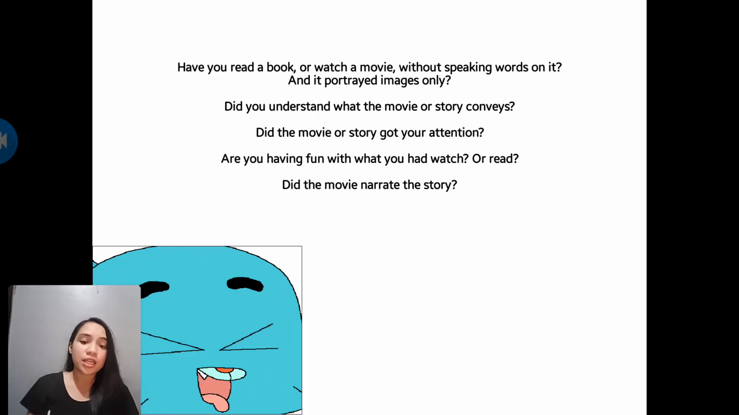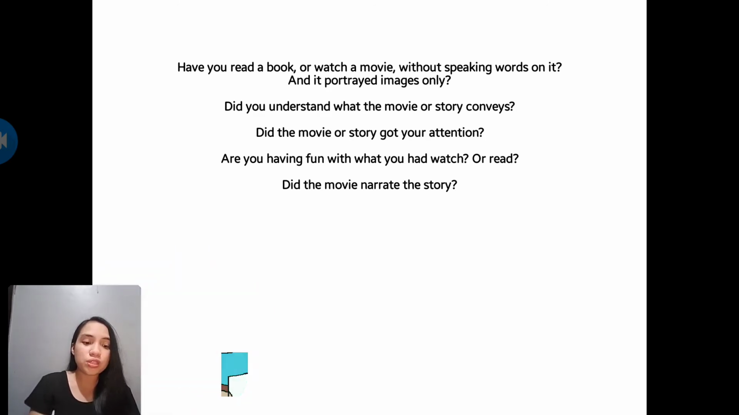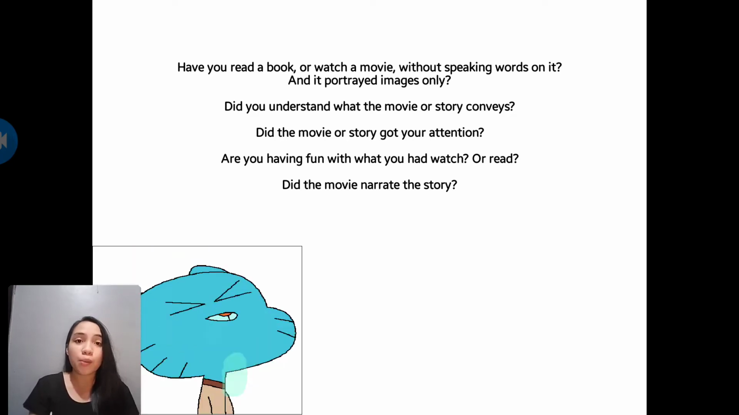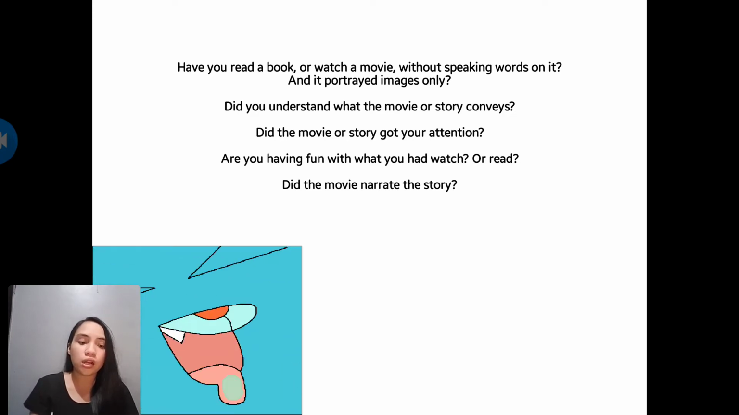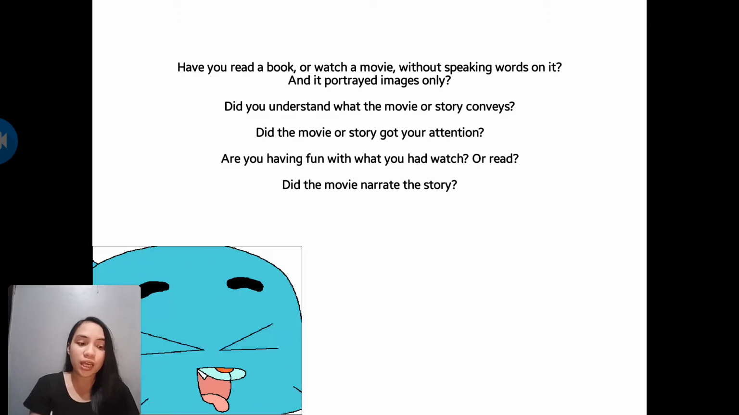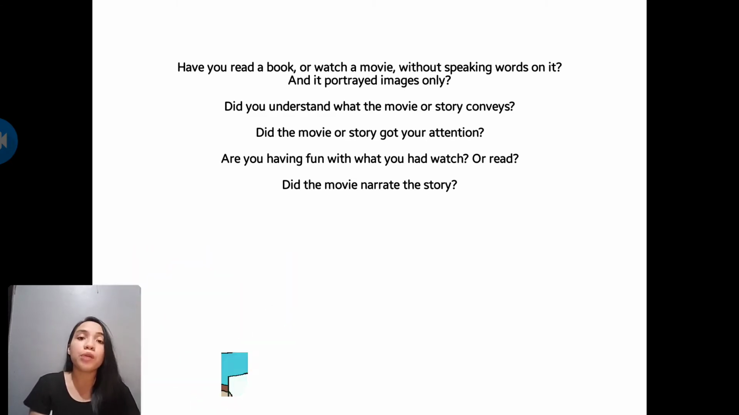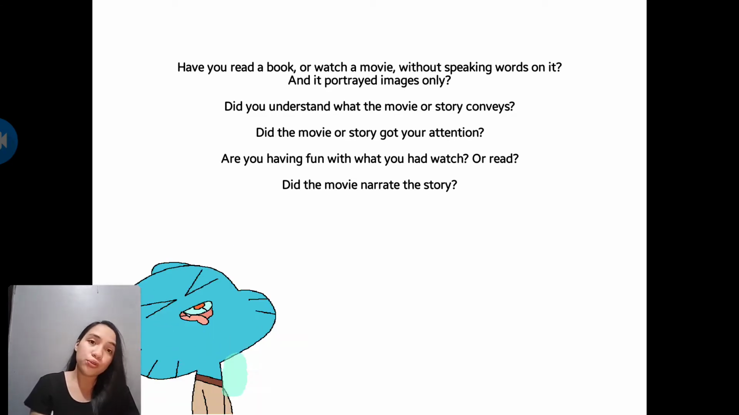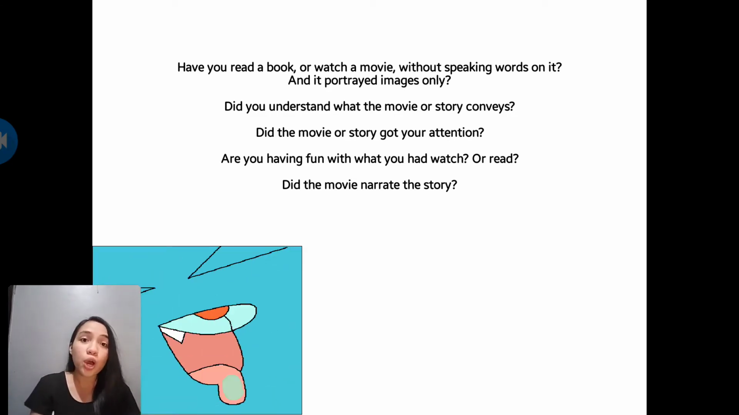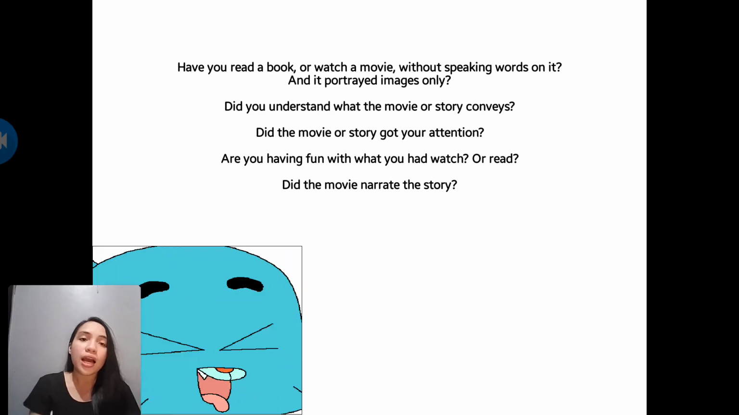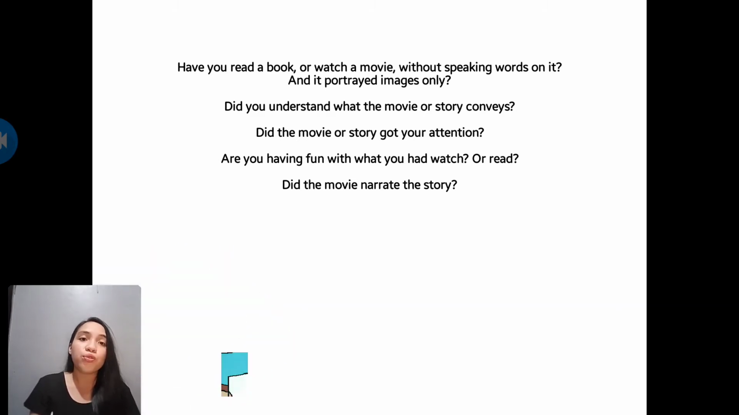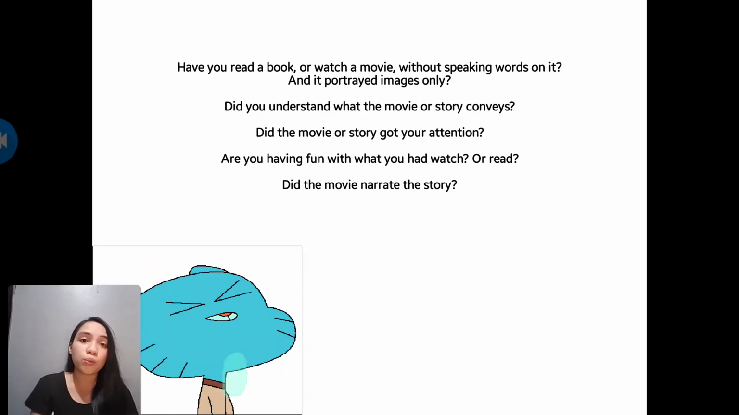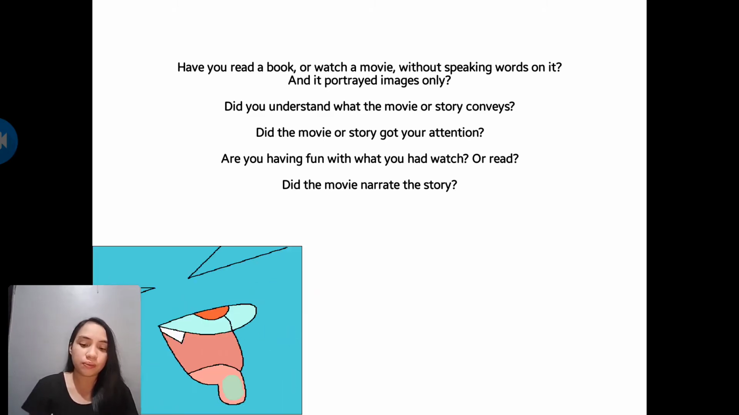Did the movie narrate the story? As we can see, we can appreciate movies or books if we can see pictures or images. And that is the importance of reading visual arts. Even if it doesn't contain too many words, we can think critically about what happened in a story or movie, like Tom and Jerry and Mr. Bean. As we can observe, these movies are full of actions, but we are able to understand what they want to portray or convey.